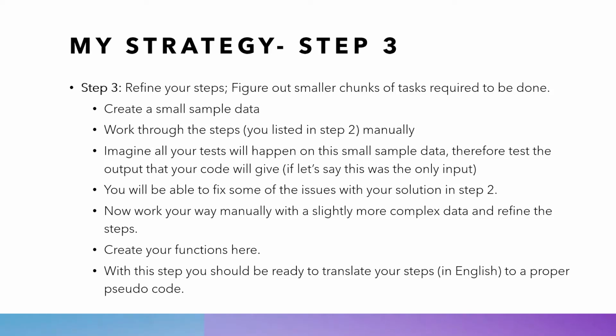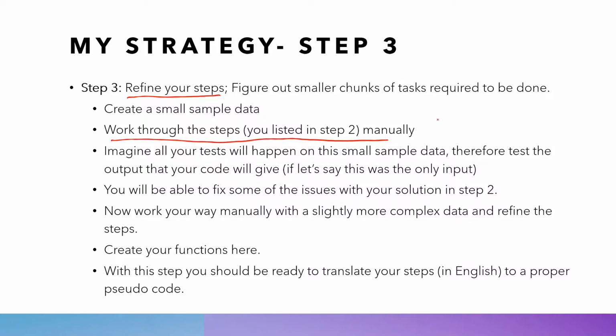Now coming to step three. Step three actually involves improving or improvising on step two only, right? So refine your steps. Start thinking in terms of Python. For example, I'm assuming that I'll write my program in Python. Start thinking about the tools that are available to you from the programming language you work with, right? So for instance, work through the steps that you listed in step two manually.